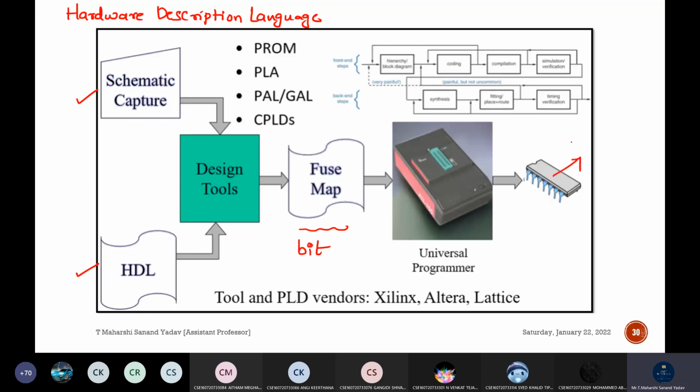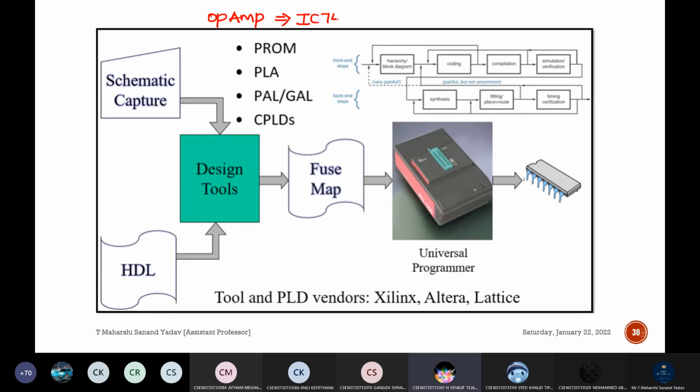So what is this? It is called an IC. What is the IC number for operational amplifier, and how many pins will be there? Do you know operational amplifier? Is it there for you? Yes. Then what is the IC number? It is IC741, which is of 8 pins.